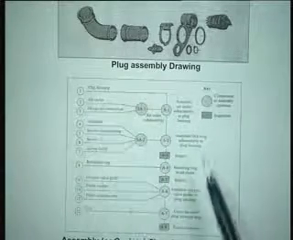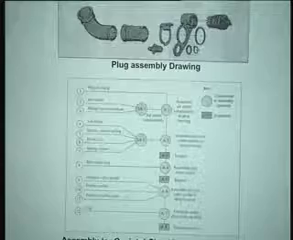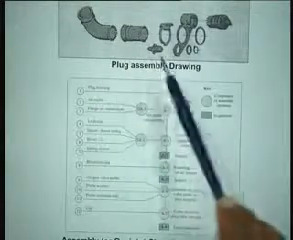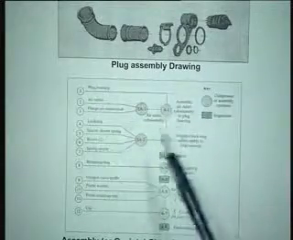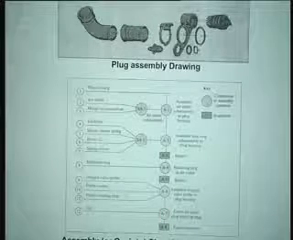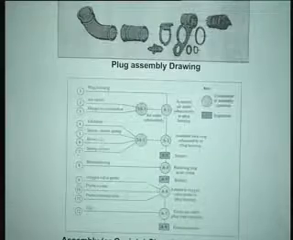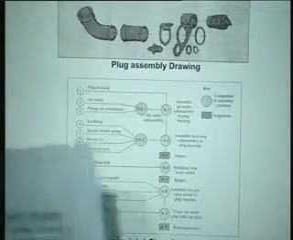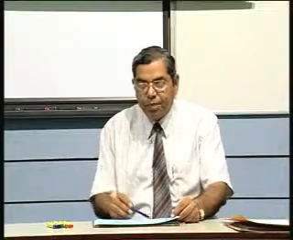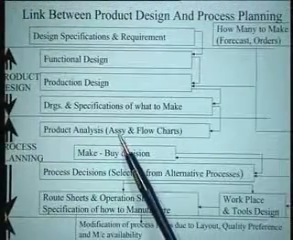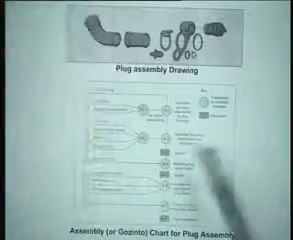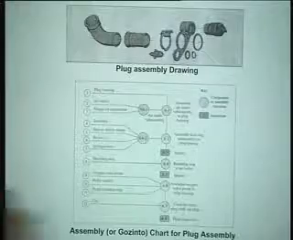So a diagram like this gives you a bird's eye view of how various components are going to fit together in generating the final product. This is what we mean by an assembly chart, and when we are talking about the beginning of process planning here, we are talking about assembly charts. So this is exactly what an assembly chart would look like.